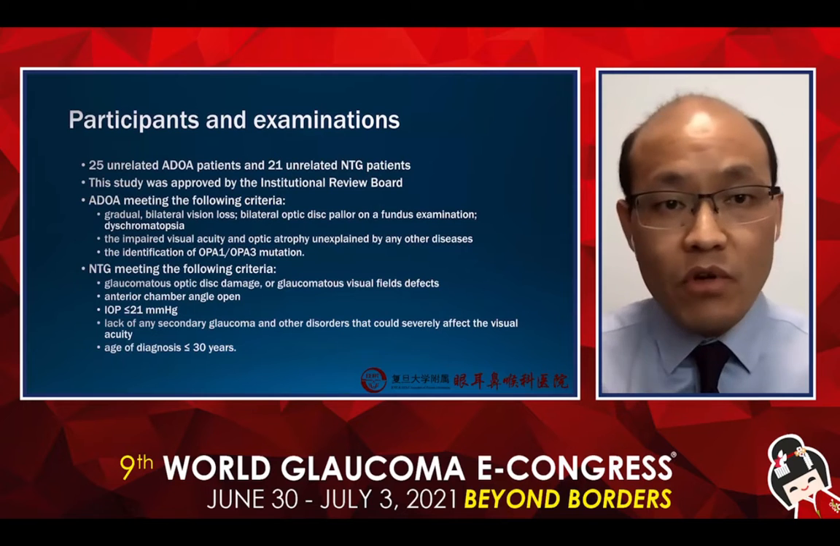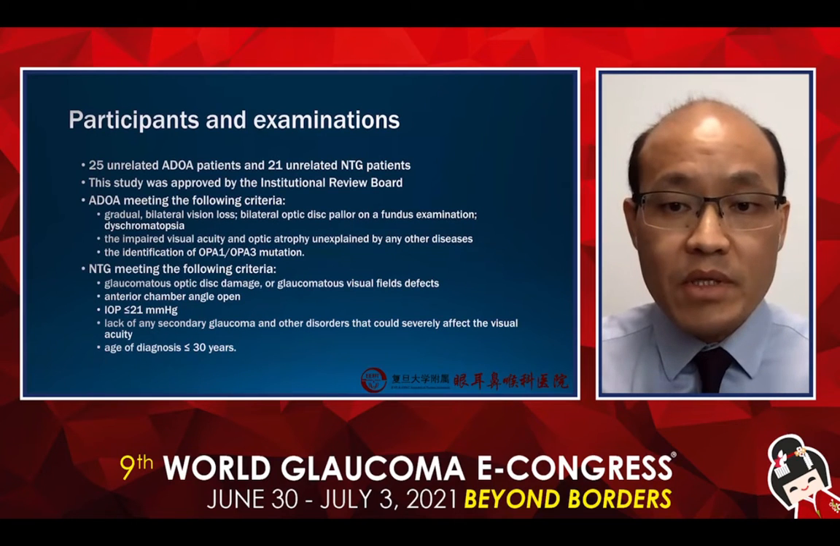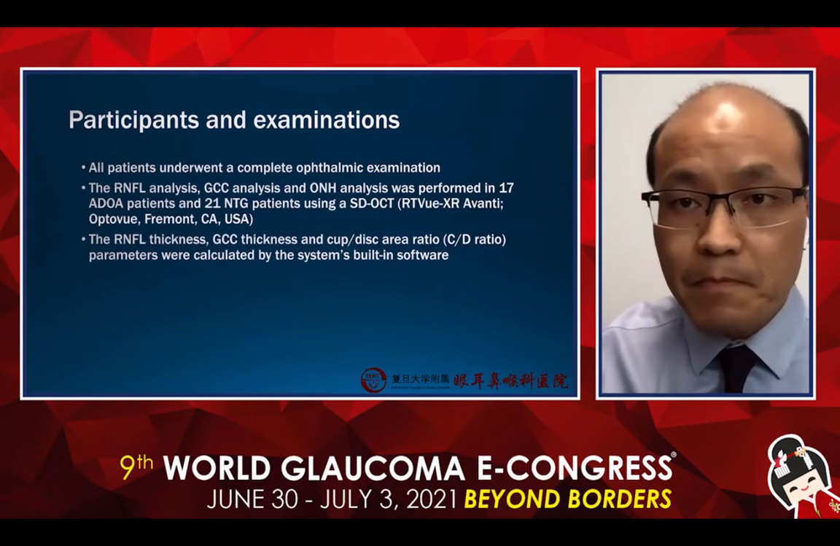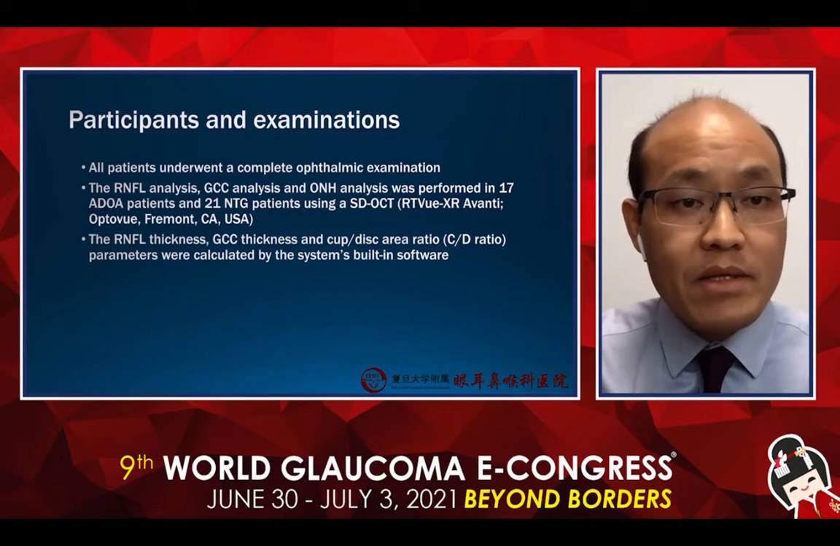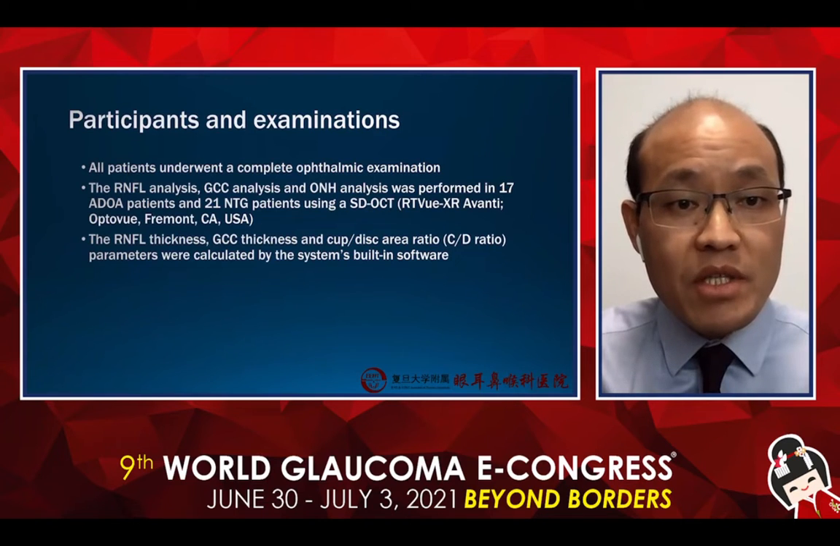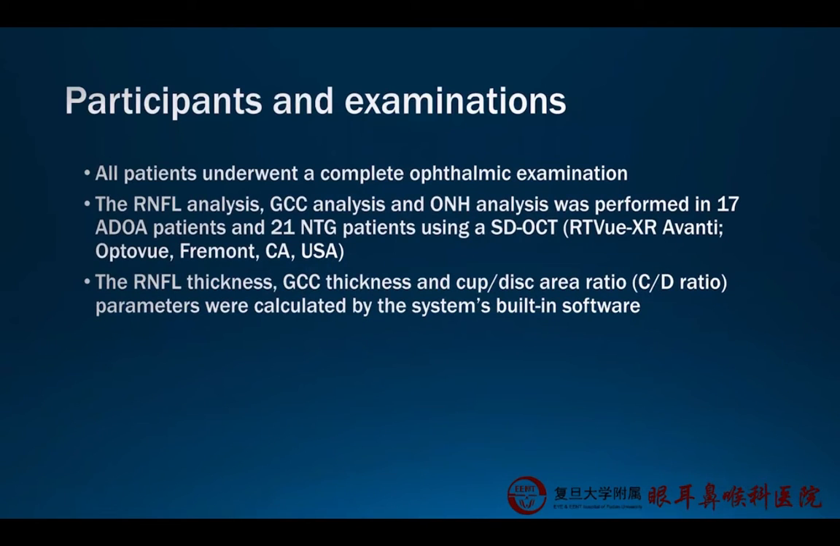The inclusion criteria for NTG patients in our study were as follows: glaucomatous optic disc damage or glaucomatous visual field defects, an open anterior chamber angle, IOP less than 21 millimeters of mercury, and age at diagnosis less than 30 years old. All the patients underwent a complete ophthalmic examination. The NFL analysis, ganglion cell complex analysis, and optic nerve head analysis were performed using SD-OCT. And the NFL thickness, GCC thickness, and CD ratio parameters were calculated by the built-in system software.